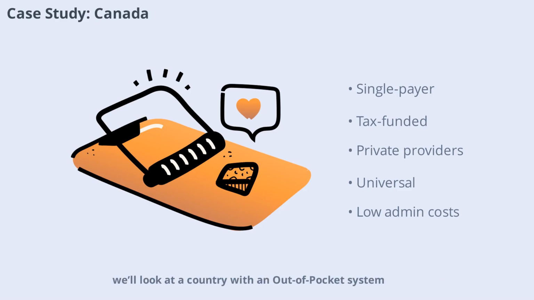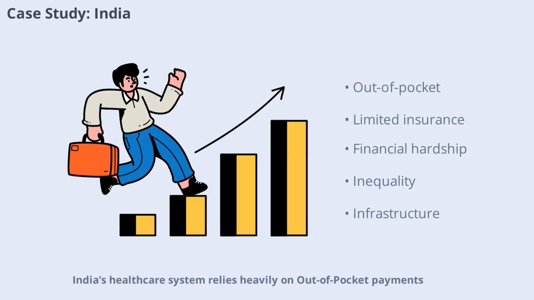Next, we'll look at a country with an out-of-pocket system. India's healthcare system relies heavily on out-of-pocket payments, with limited insurance coverage. Many people pay directly for services, leading to financial hardship and unequal access. The government is working to expand insurance and improve public health infrastructure. India's experience highlights the challenges of financing healthcare in low-resource settings.